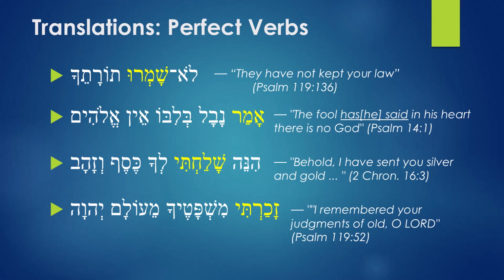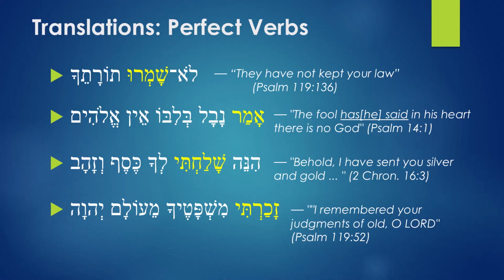Next phrase we have, Amar naval belibo ein Elohim. Now Amar is a verb. It means he said, masculine singular. Naval in Hebrew means full, or fool. Belibo: be is the preposition, which means in. Libo comes from lev. Lev means heart. Libo is his heart.